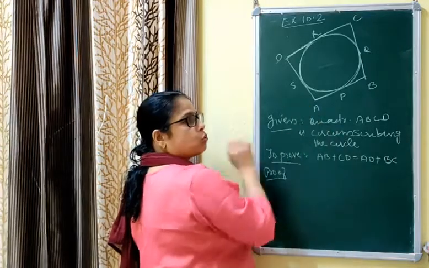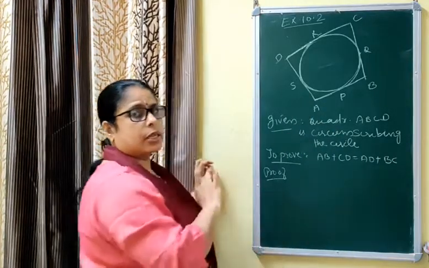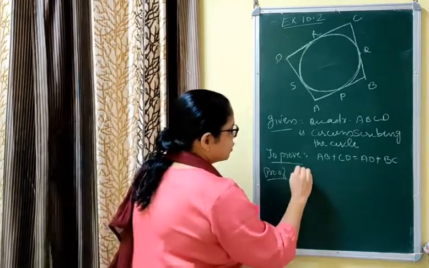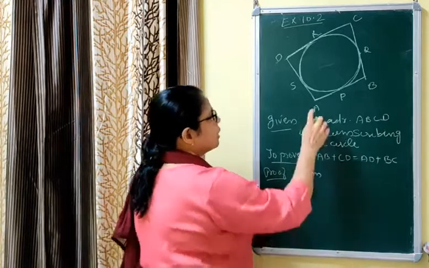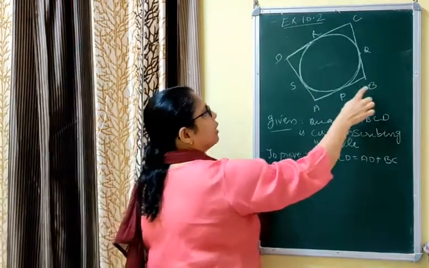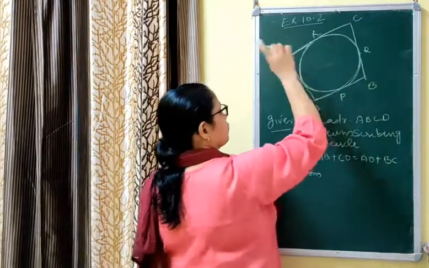In this question, you have to use the second theorem, that is length of tangents drawn from an external point to a circle are equal. Now first we have to take the length of tangent from each of the vertices. First of all let us take from A, then from B, then from C, then from D.